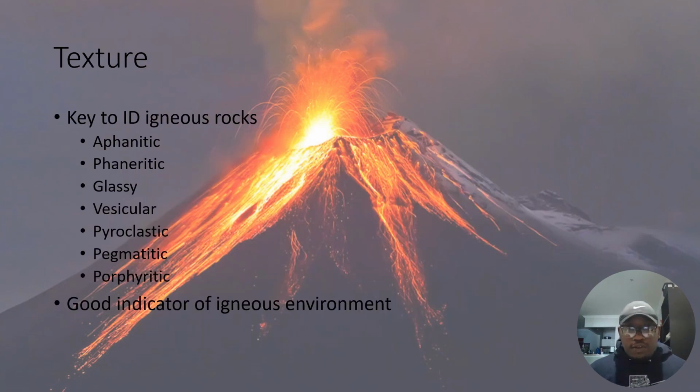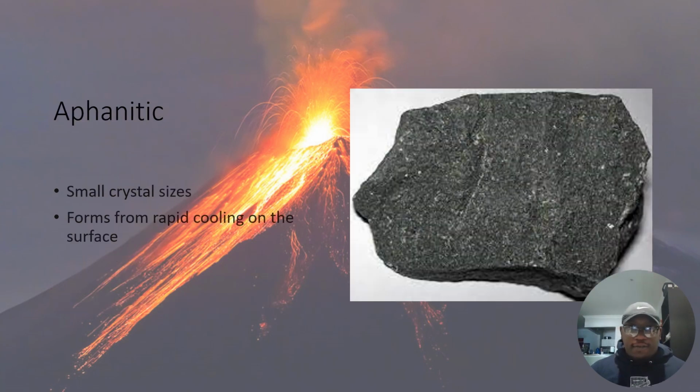Now, texture is another important classification when we're trying to ID igneous rocks. And here are the main ones that we have right here to the side. These textures are very helpful when you're trying to indicate the igneous environment. The first texture I want to discuss is aphanitic. Basically, aphanitic is an igneous rock that has crystal sizes that are small enough where you might need a hand lens or a microscope to see them.